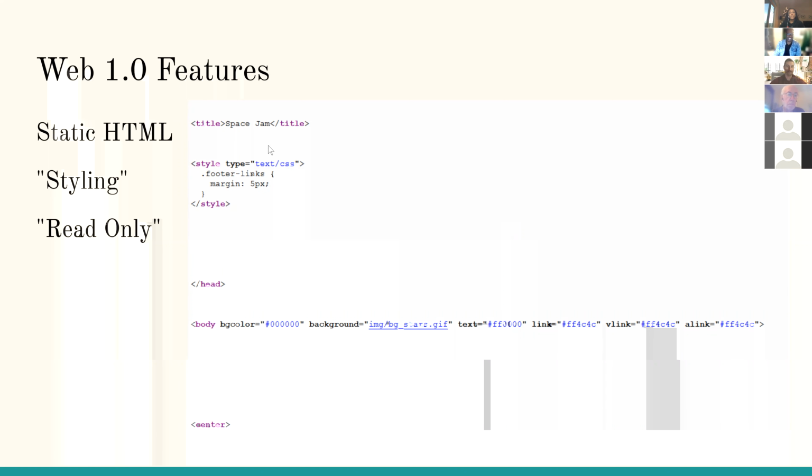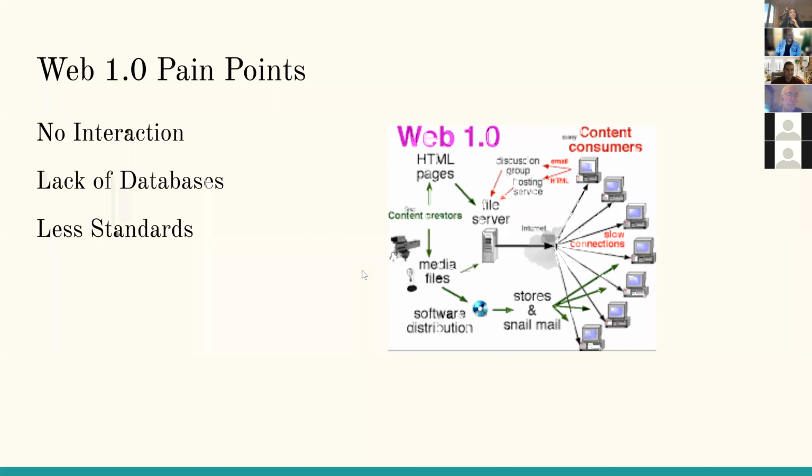So this is the example from the Space Jam site. It's just very poorly formatted HTML. Very, very simple, very basic style. I just want to read only. So the pain point of Web 1.0 is there's really no interaction.